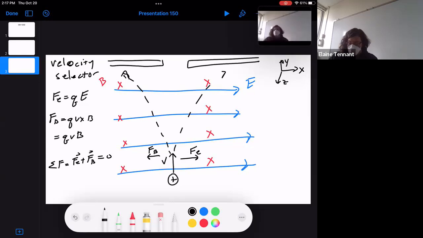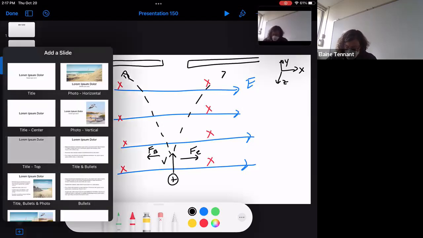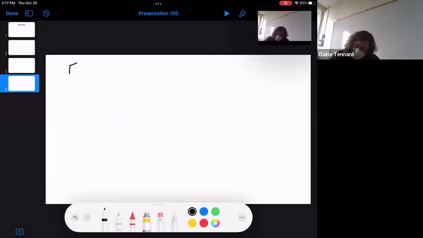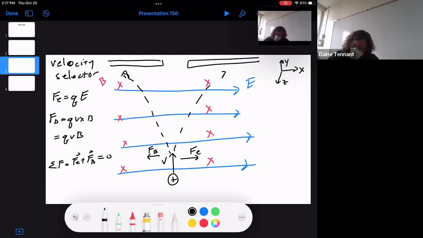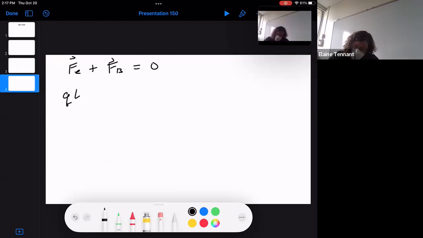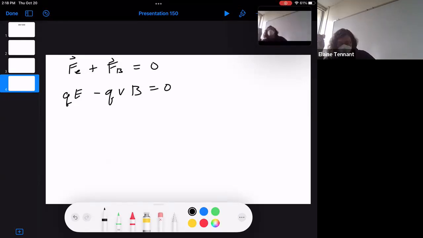So far, so good. Okay, let's look at this. So if I need my electric plus my magnetic to add up to 0. My electric, you have going in the plus x direction, QE. My magnetic, you have going in the minus x direction. So we'll do QVB. And these need to add up to 0.